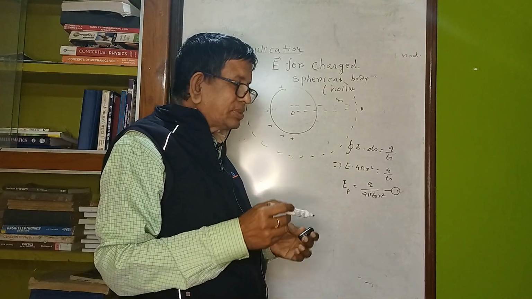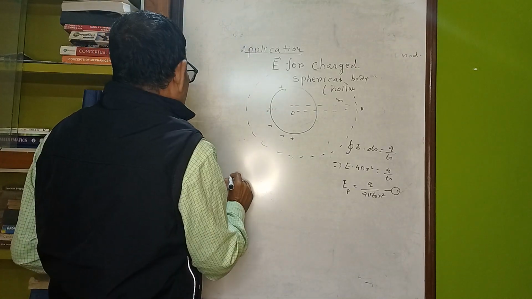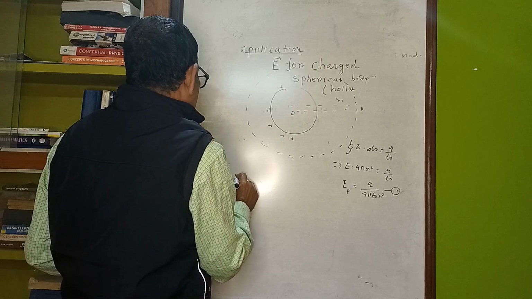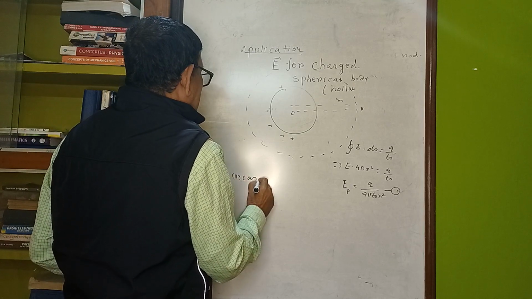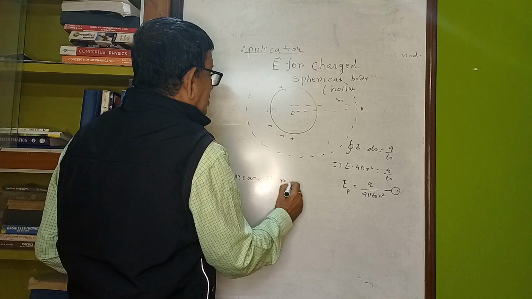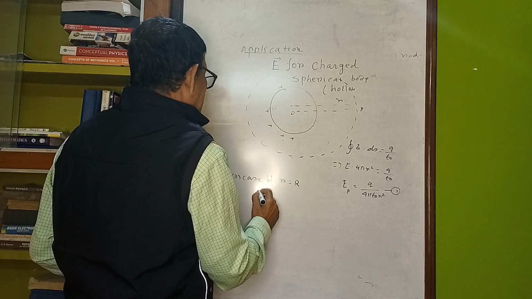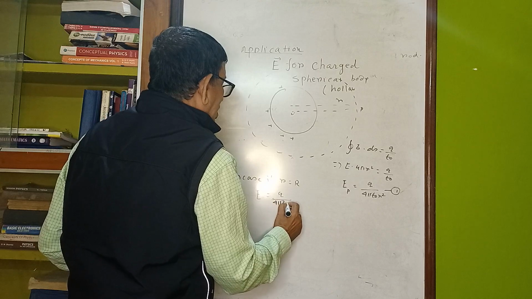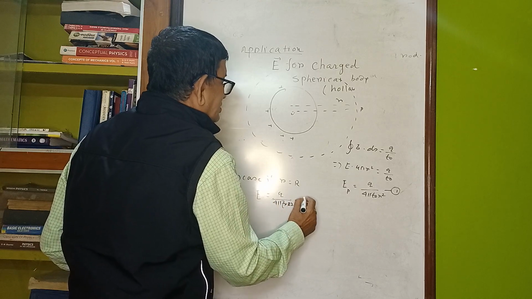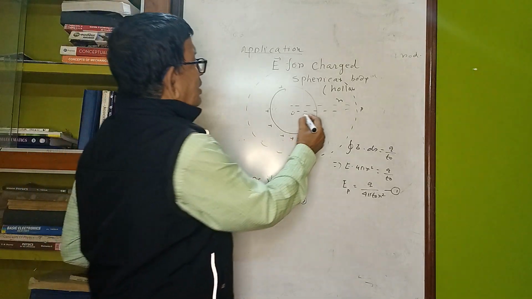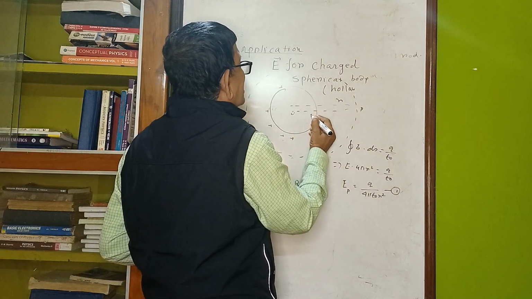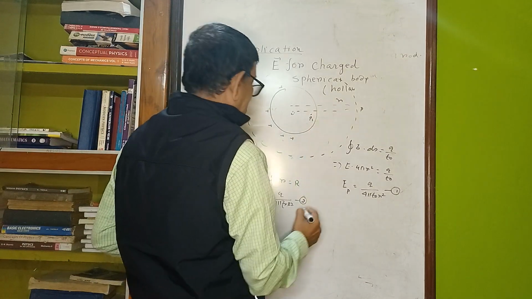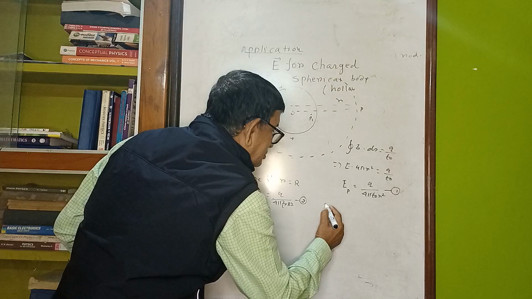Now case 2: if r equal to R, then it will be equal to Q by 4 pi epsilon naught R square. Number 2 equations. Now consider the point inside, P1. Case 3.